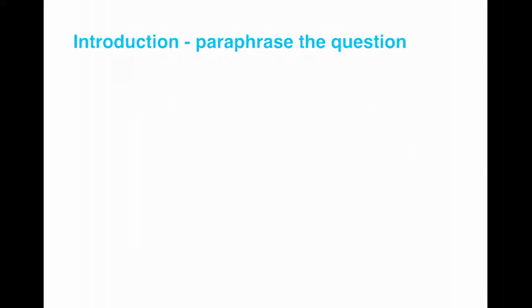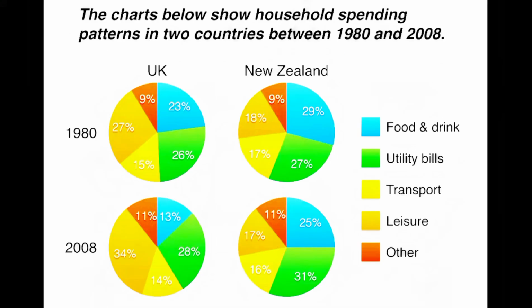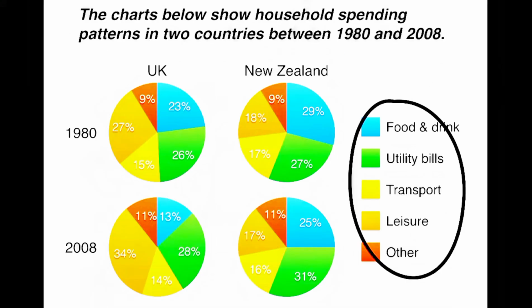The technique is to paraphrase the question. If we look at the question, all we need to do is go through it bit by bit, changing a few words. If we start with the charts below show, we can easily change that to the pie charts compare. And then we move on to household spending patterns. I'm going to just check the chart for this one. The household spending patterns refers to the spending on these 5 categories.